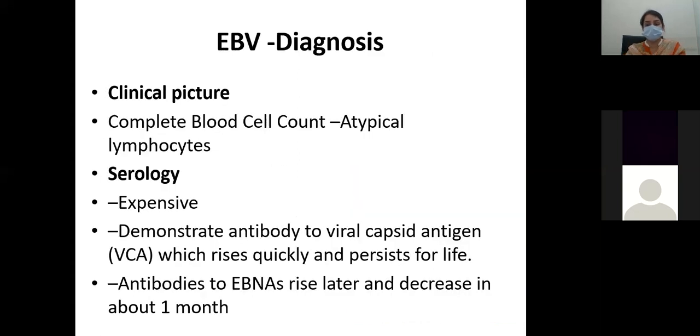Okay, how can you make the diagnosis? Diagnosis is always made on the basis of the clinical picture. There we can do a complete blood count. In the complete blood count, there can be atypical lymphocytes, and then we can also do serology. Serology is expensive, but we can do it. In serology, what will we see? It demonstrates antibody to viral capsid antigen (VCA), which rises quickly and persists for life. And antibodies to Epstein-Barr nuclear antigen rise later, and it can decrease in about 1 month.